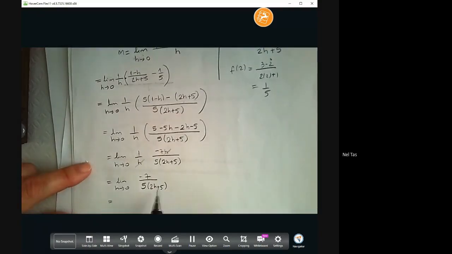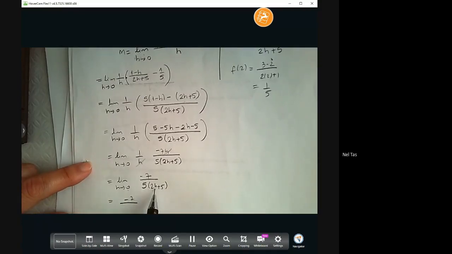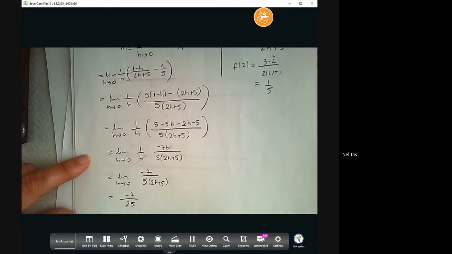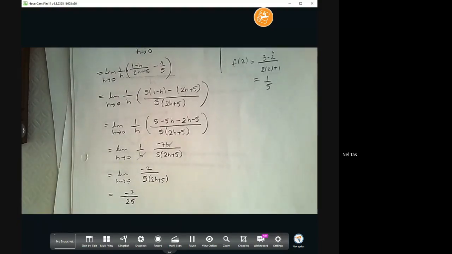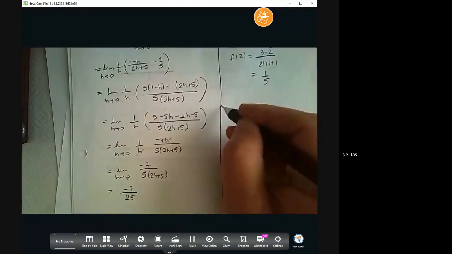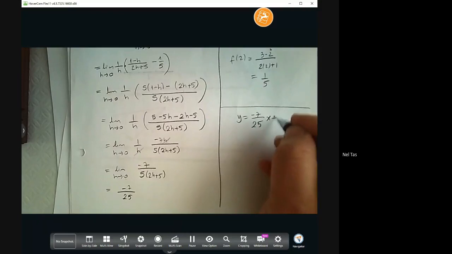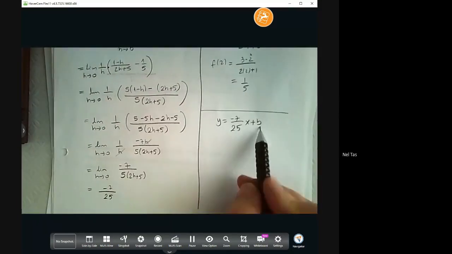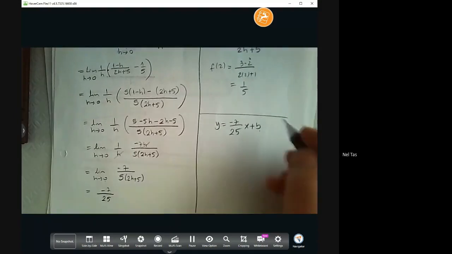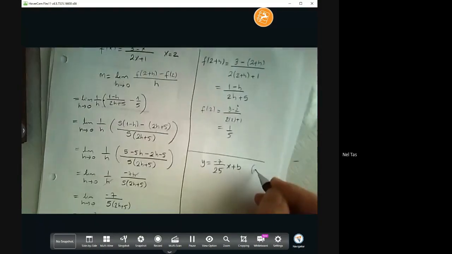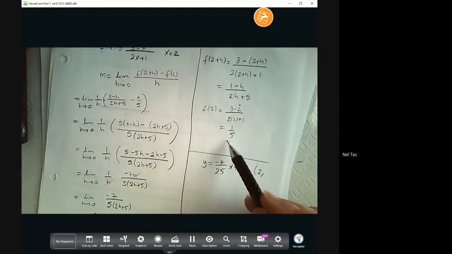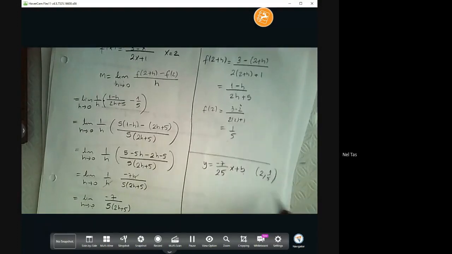Okay, now you can substitute 0 for h, and that gives you 25 here. Negative 7 over 25 looks like the slope of the tangent. So y equals negative 7 over 25x plus b. Again, we need to solve for b here. We need the point. We use the point of tangency. The x coordinate is 2, and f of 2 is 1 over 5. We're going to use this point.